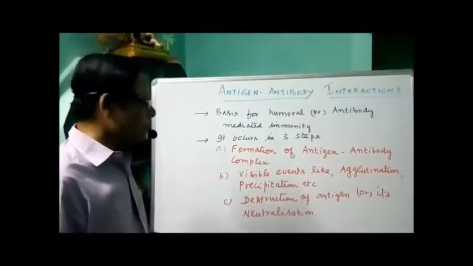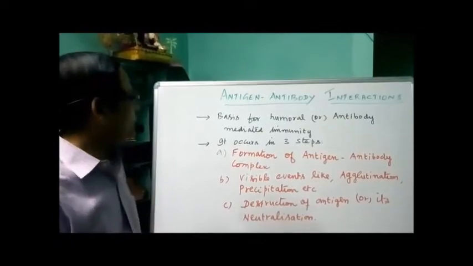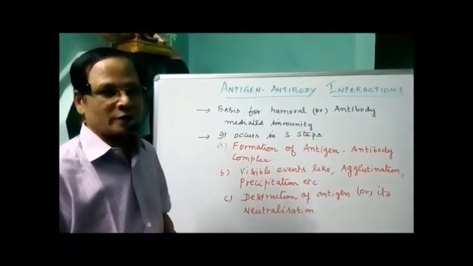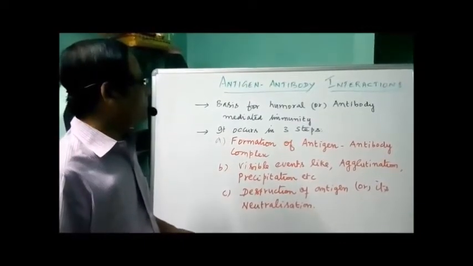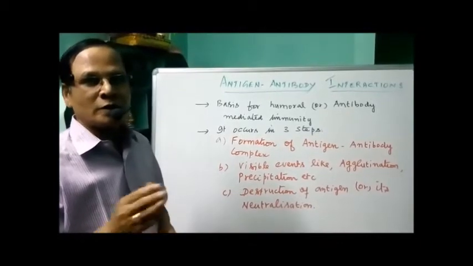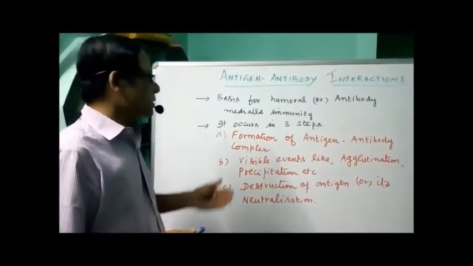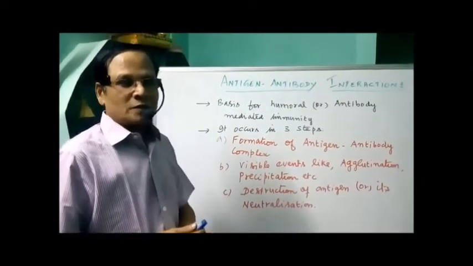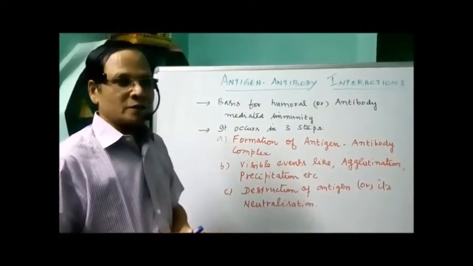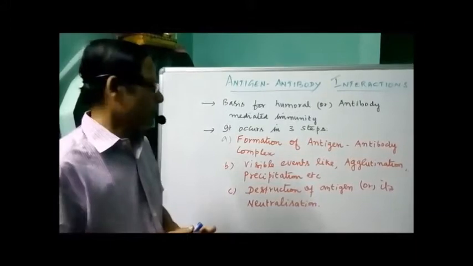Dear students, we have to pass on to the next part of immunology, that is the interactions between antigen and antibody to produce the effect. The antigen and antibody interactions are the basis for antibody mediated immunity or humoral immunity. The different stages that occur during antigen-antibody interactions are grouped under three headings, or we have three stages.